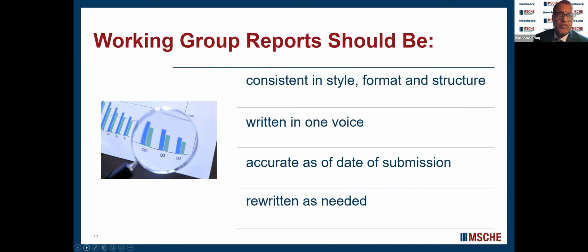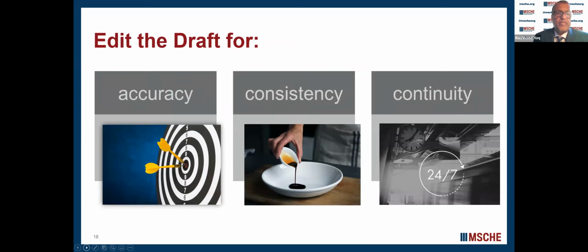Some of the things that working groups should do while they're reporting are important for the final document. If there's consistency throughout the working group's document, then that makes everything easier in terms of compiling the final report. So: consistent in style and format and structure, as I mentioned, written in one voice, accurate as of date of submission, and rewriting paragraphs and sections that may need revisiting. So again, editing the draft for accuracy, consistency, and continuity.